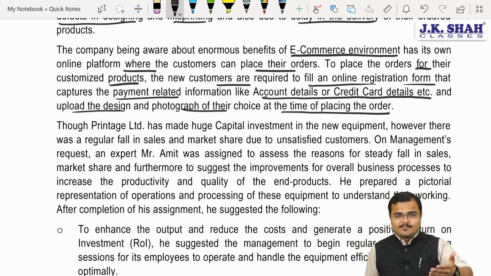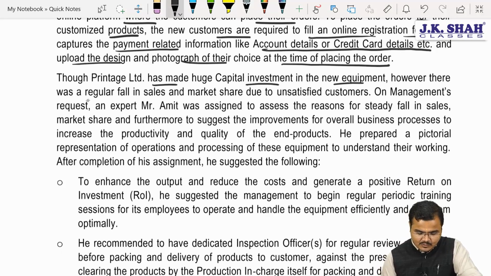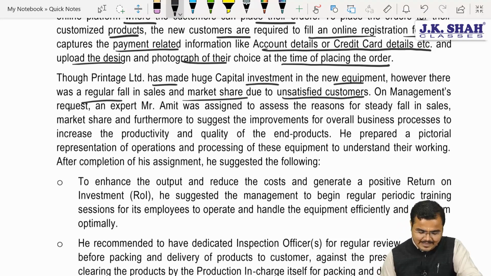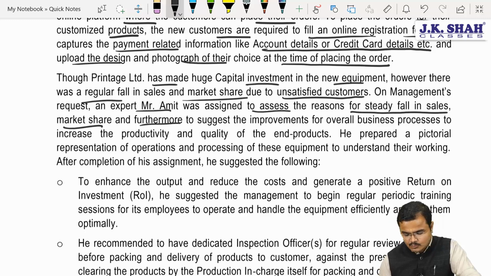Okay? Yes. Though Printage Limited has made a huge capital investment in new equipment, however, there was a regular fall in sales and market share due to unsatisfied customers. On management's request, an expert, Mr. Amit, was assigned to assess the reasons for the steady fall in sales and market share, and furthermore to suggest improvements for the overall business process.